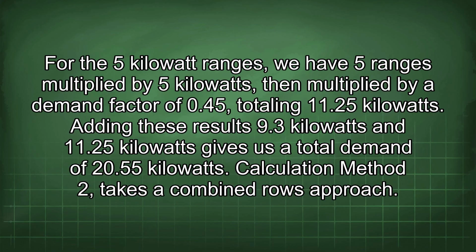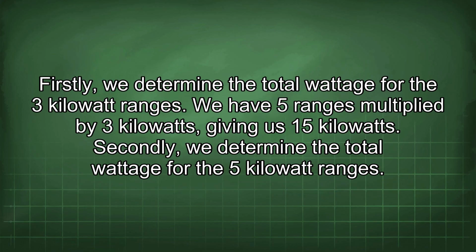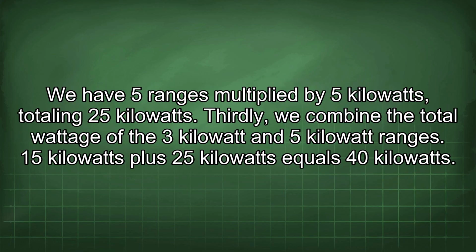Calculation method 2 takes a combined rows approach. Firstly, we determine the total wattage for the 3 kilowatt ranges. We have 5 ranges multiplied by 3 kilowatts, giving us 15 kilowatts. Secondly, we determine the total wattage for the 5 kilowatt ranges. We have 5 ranges multiplied by 5 kilowatts, totaling 25 kilowatts. Thirdly, we combine the total wattage of the 3 kilowatt and 5 kilowatt ranges. 15 kilowatts plus 25 kilowatts equals 40 kilowatts.